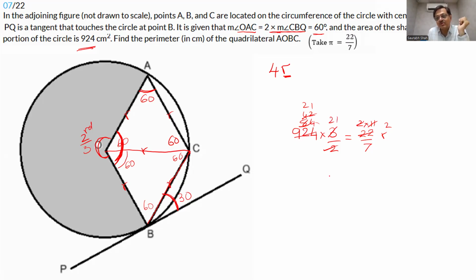R square is 21 into 21, so R is 21. And the required answer 4R will become 4 into 21, 84. The perimeter of the given quadrilateral, which actually is a rhombus, the perimeter of that quadrilateral will become 84.